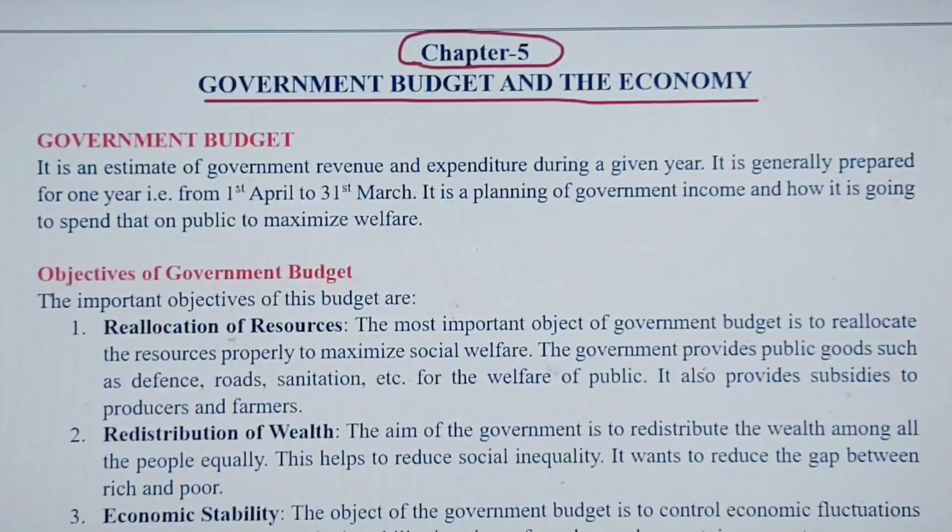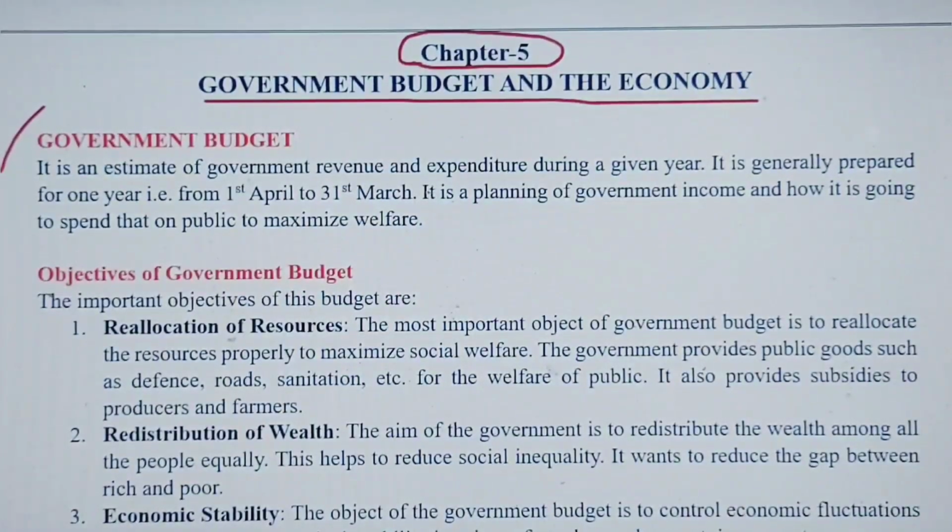And let's see what are the important topics that you should revise for the exam. Okay, the first topic is government budget. So let's try to define this first. It is an estimate of government revenue and expenditure during a given year.